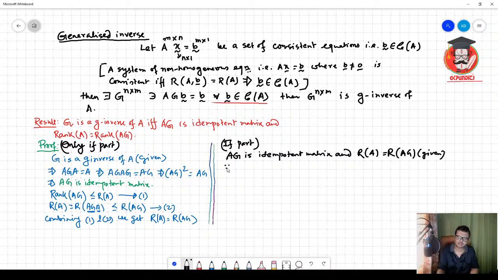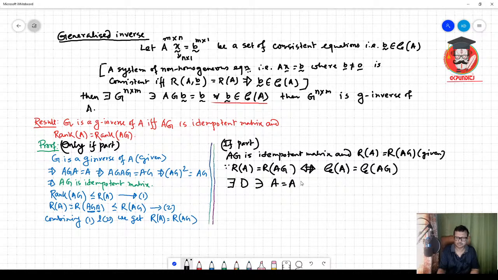So since rank of A equals rank of AG, this implies column space of A equals column space of AG. So this means there exists a matrix T such that A equals AGT. Now, AG is an idempotent matrix. This means AG squared, that means AG times AG, equals AG.